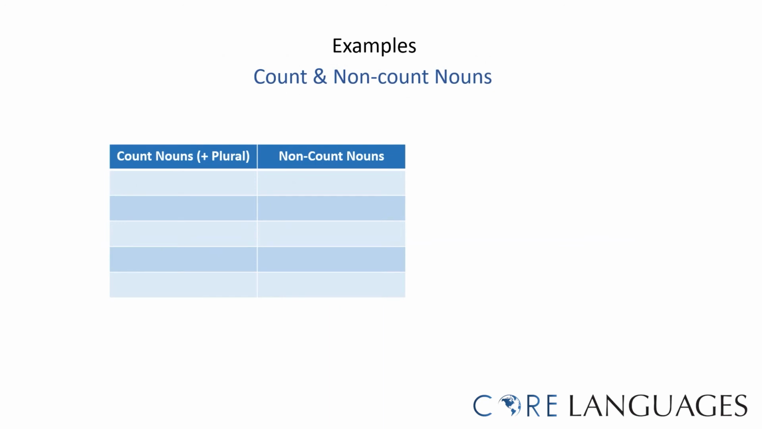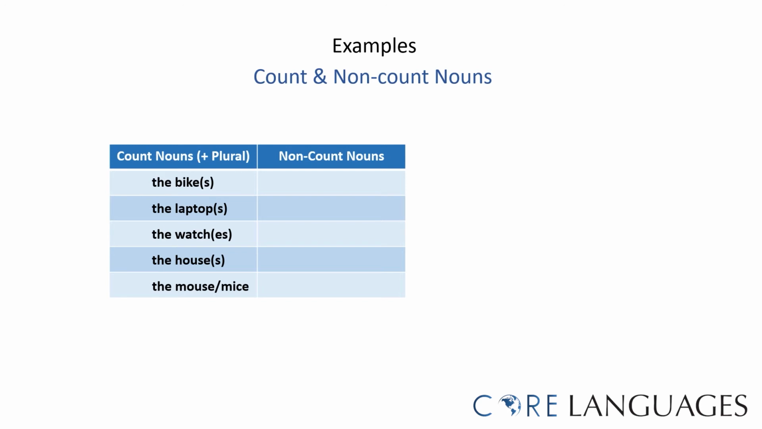Here are examples of countable and uncountable nouns side by side. For example, the bike or the bikes, the laptop or the laptops, the watch or the watches, the house or the houses, the mouse or the mice. Each of these nouns can be counted. I could say 2 bikes, 3 laptops, 4 watches, 2 houses, and 3 mice.